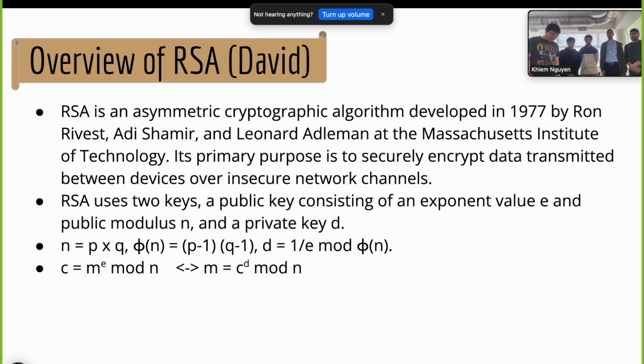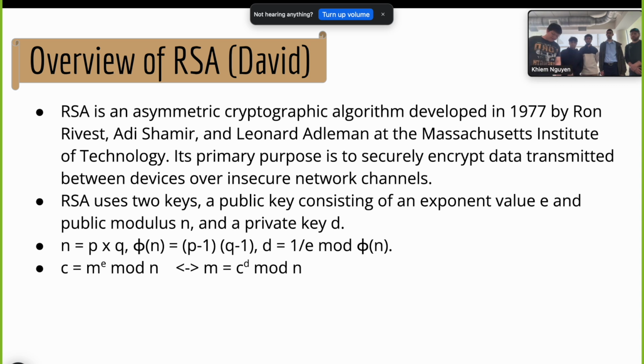And next we calculate the Euler phi function, which is the product of P minus 1 and Q minus 1. And then we choose a fixed value for the public exponent E. The most common value they usually use is 65,537.